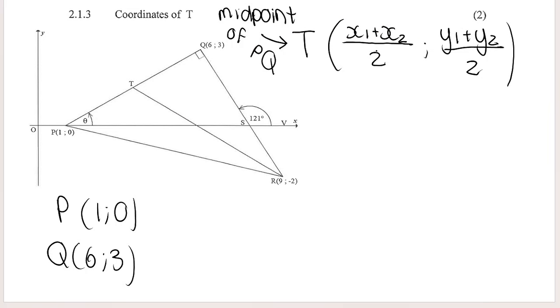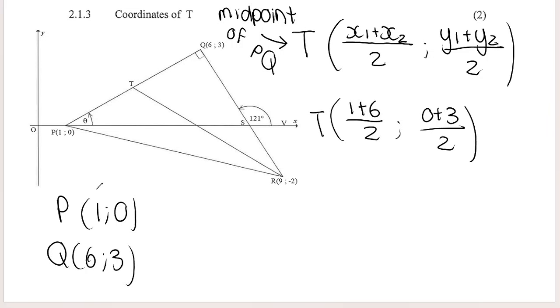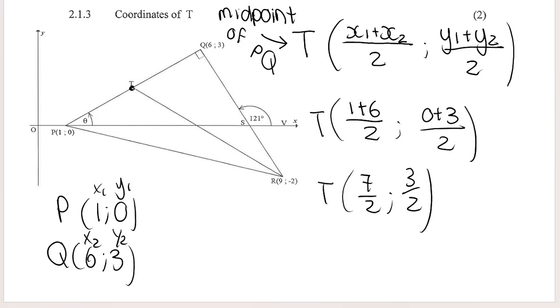Right, so here's my midpoint formula. I'm looking for the coordinates of T. As we know, coordinates have an x and a y. So this is how I find the x and this is how I find the y. Remember, it's the midpoint. We're going to use P and Q. x1 plus x2, 1 plus 6, divided by 2. y1 plus y2, 0 plus 3. Remember, x, y and x, y, divide by 2, so T is going to be 7 over 2 and 3 over 2. There we go. That's my coordinates of T, my midpoint, 7 over 2 and 3 over 2.